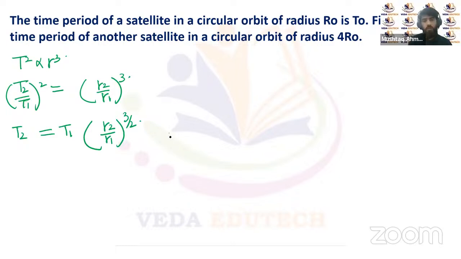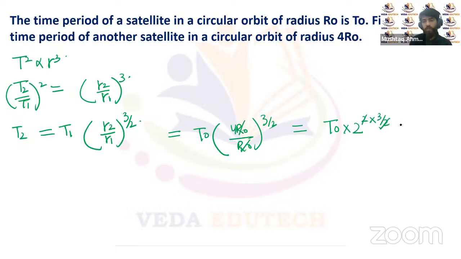Now the time period of the first satellite is T naught, and for the second satellite, the orbital radius is 4 times R naught. So it will be 4 times R naught upon R naught, raised to the power 3 by 2. The R naught will get cancelled, and we'll be left with T naught times 2 to the power 2 into 3 upon 2. This 2 and 2 will get cancelled. It will be 8 times T naught. So once again, the answer is 8 times T naught.